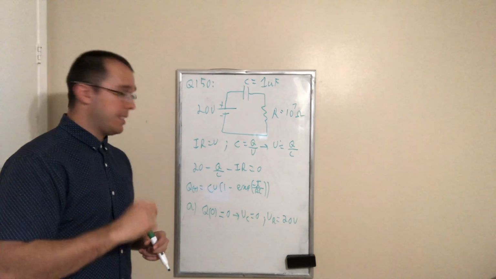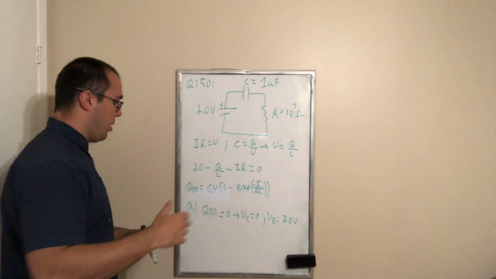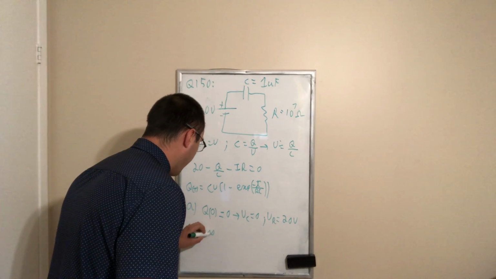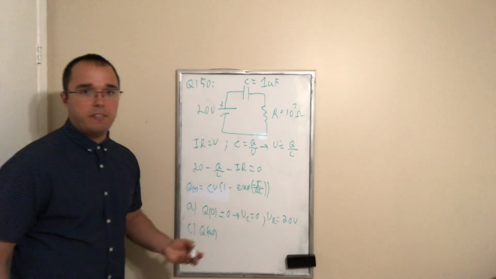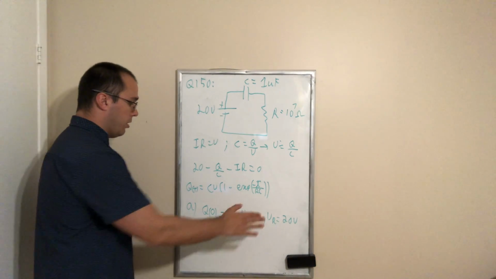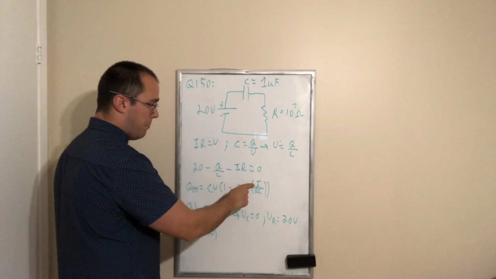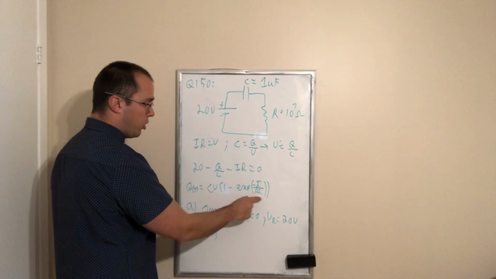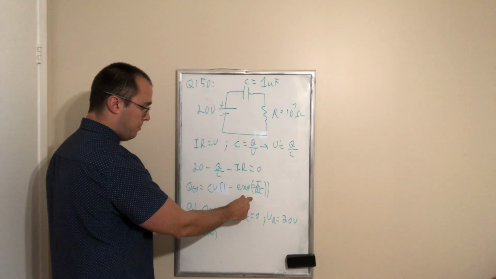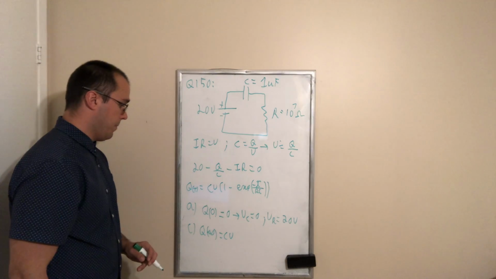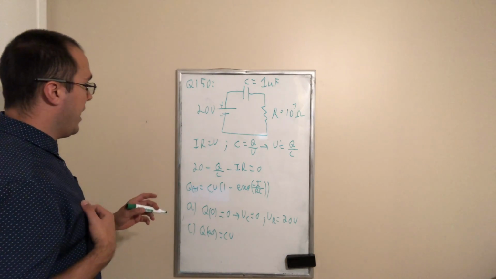Part C is the other extreme. We are being asked about a very long time, and a very long time basically means infinity. When we look at this formula, at a very long time, this becomes minus infinity. Exponent minus infinity, this term becomes 0. That means the charge is equal to CV. Okay, so here's the irony.